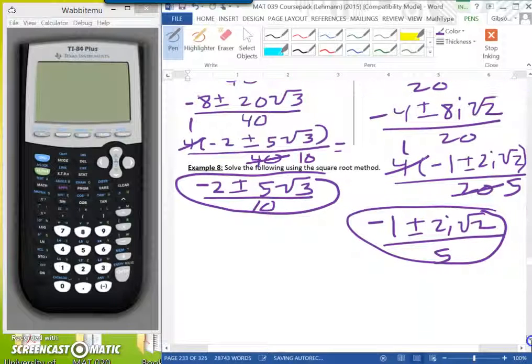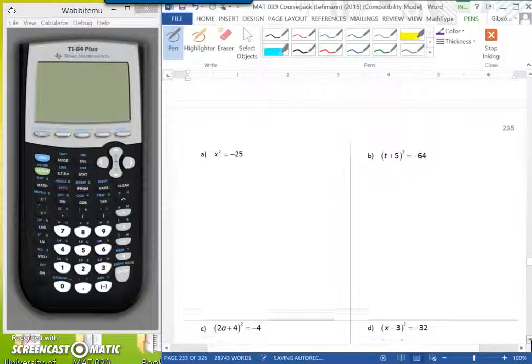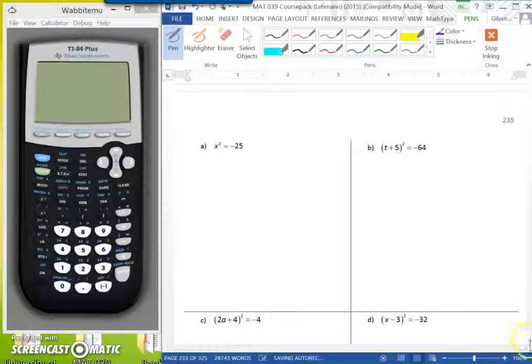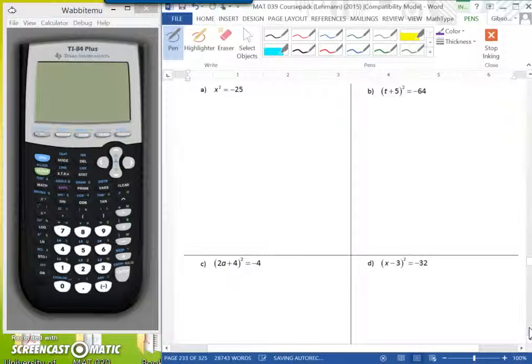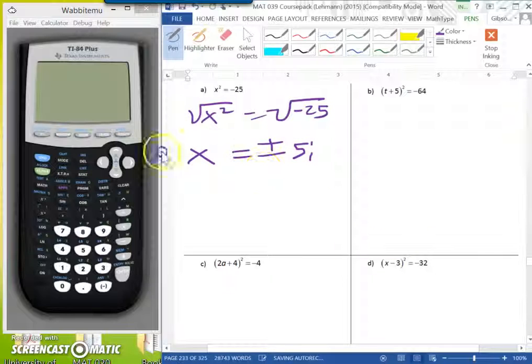Now we scroll down to the next page. Now it tells us in the directions that I wrote over, but you will be able to see in your course pack. It tells us to solve the following using the square root method. So for A, we would take the square root of both sides. So the square root of x squared is x. The square root of a negative 25 is plus or minus 5i. And that would take care of A.